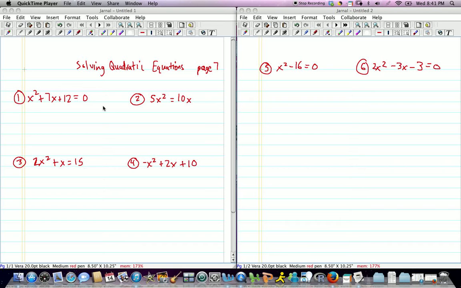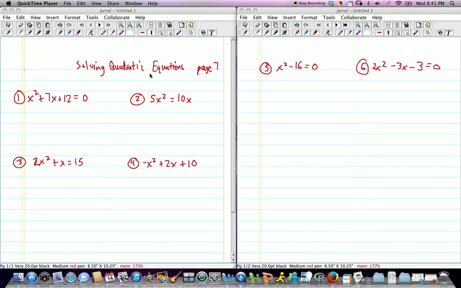When you solve a quadratic equation, first of all you need to know what a quadratic is. A quadratic is a function where your degree is 2, and degree is the highest exponent in the expression. So here we have x squared plus 7x plus 12. You see that 2 is the highest exponent, therefore it's a quadratic equation. You also know it's an equation because it's equal to something.